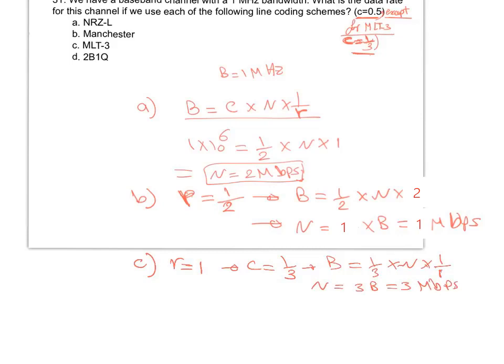For case D, the 2B1Q, R is equal to the number of bit elements divided by the number of signal elements, which leads to the fact that B equals half times N times 1 over 2, so that makes N equal 4 megabits per second. Okay, so these are the 5 exercises for this chapter.